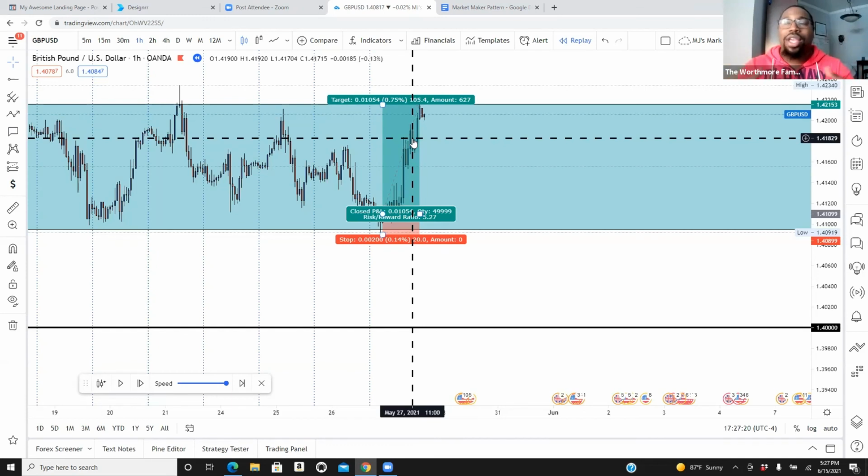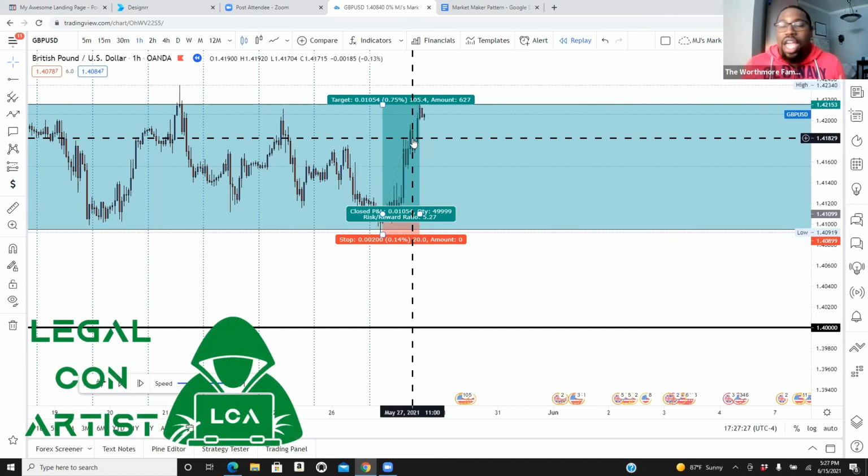All right, and finish enjoying the book, Forex Trading Secrets, right? We are legal con artists. What we want to show you and prove to you is that we can teach you, regardless of your level of experience. If you are a Forex trader, we want to teach you how to legally rob the banks because that's where all the money is.